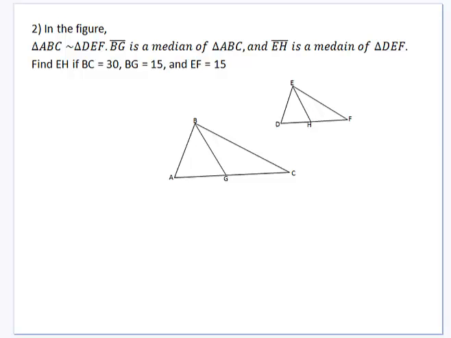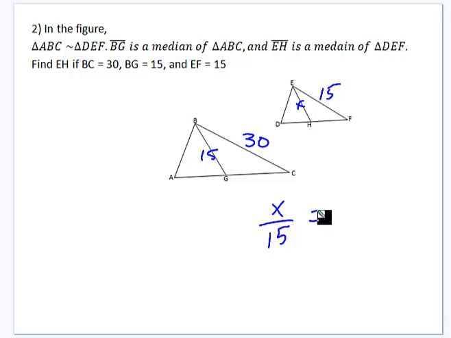These two triangles are similar. We are told that BG is a median of ABC and EF is a median of DEF. So all that tells us is that these medians we can also use in our proportions. So here we want to find EH, and we know BC, BG, and EF. So let's start by labeling. We want to find EH, so I'm going to label that one our X. BC is 30, BG is 15, and EF is 15.